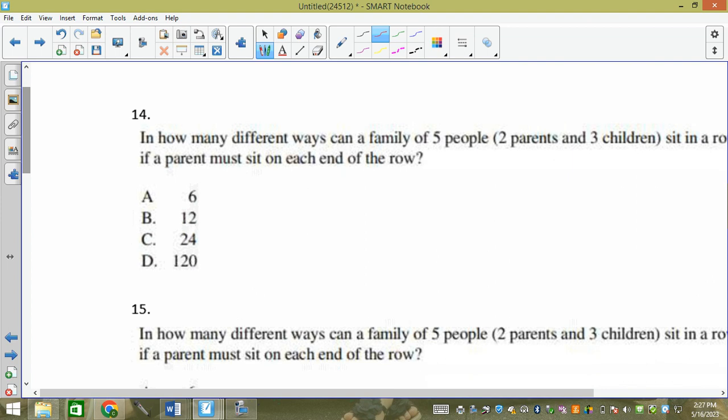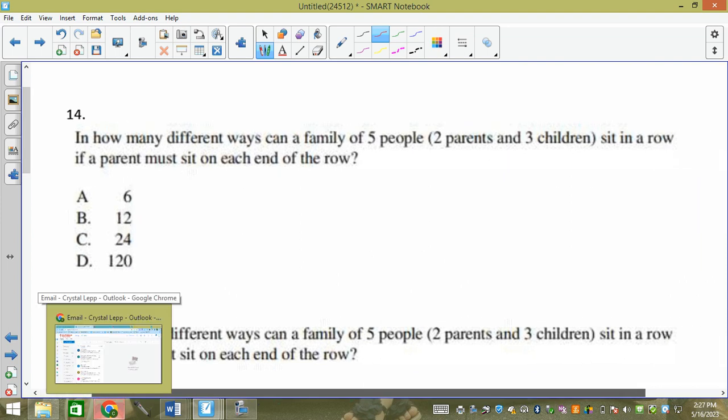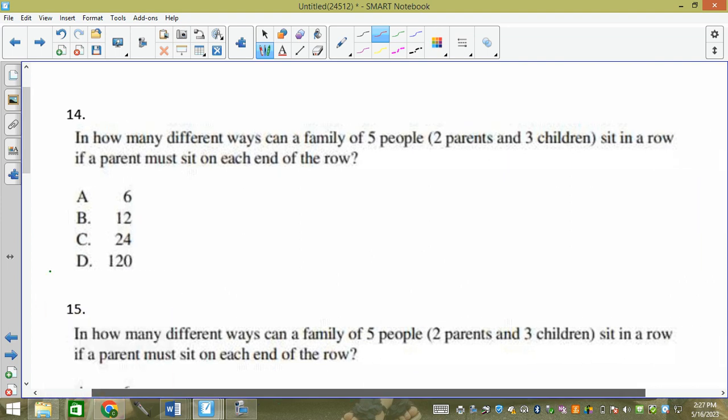In how many different ways can a family of 5 people, 2 parents and 3 children, sit in a row if a parent must sit on each end of the row? So we have 1, 2, 3, 4, 5. A parent has to sit on each end. So how many are here? 2. Then 1. We sat one down. Then 3. So we get 12.